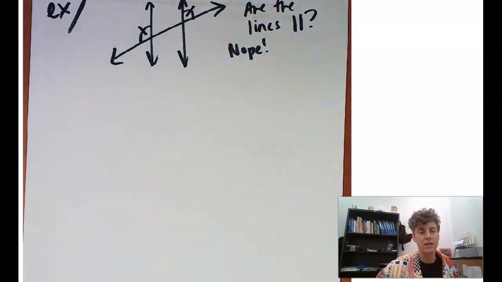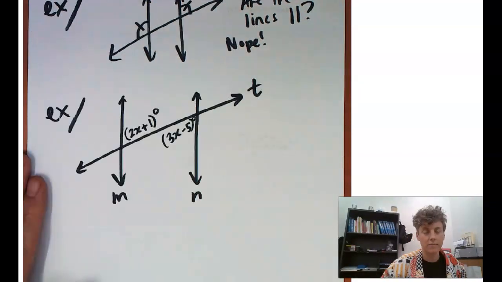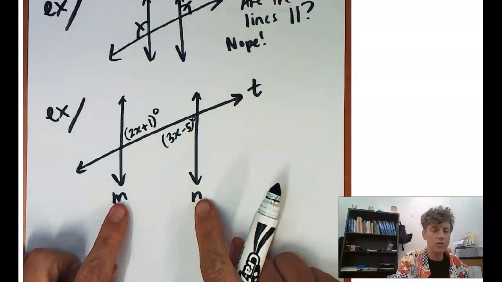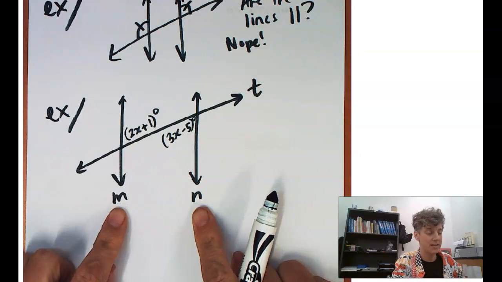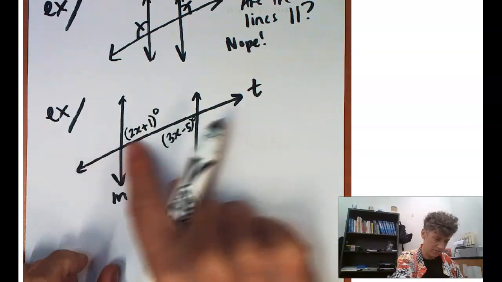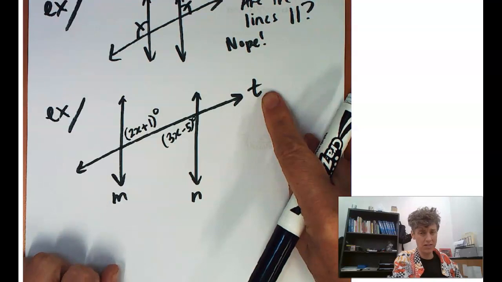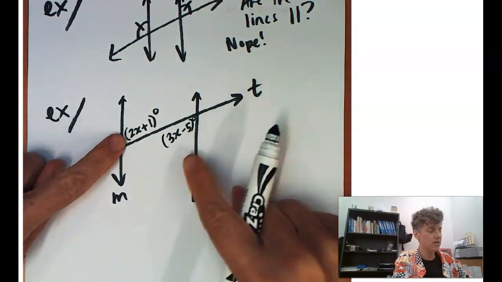All right. Hot diggity, dog diggity. All right, next example. I've got 2 lines. I named them this time, line M and line N. And I chopped them with a transversal T. And then I gave you some angle measures.